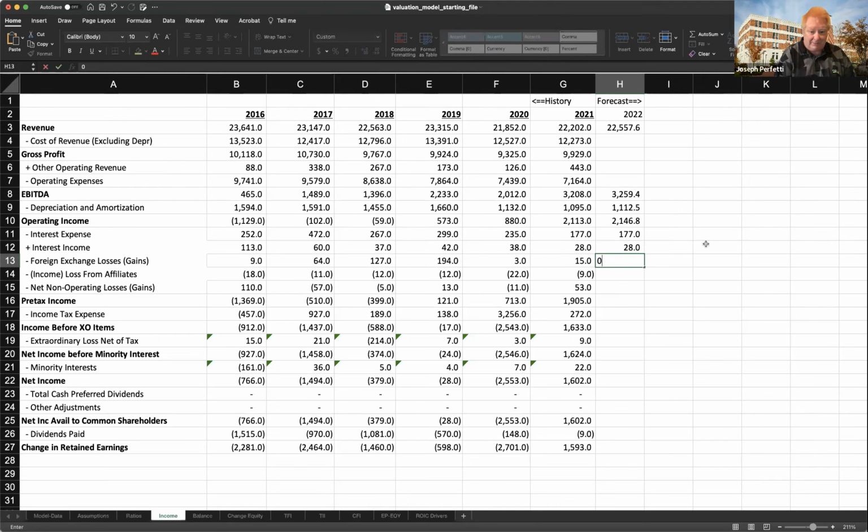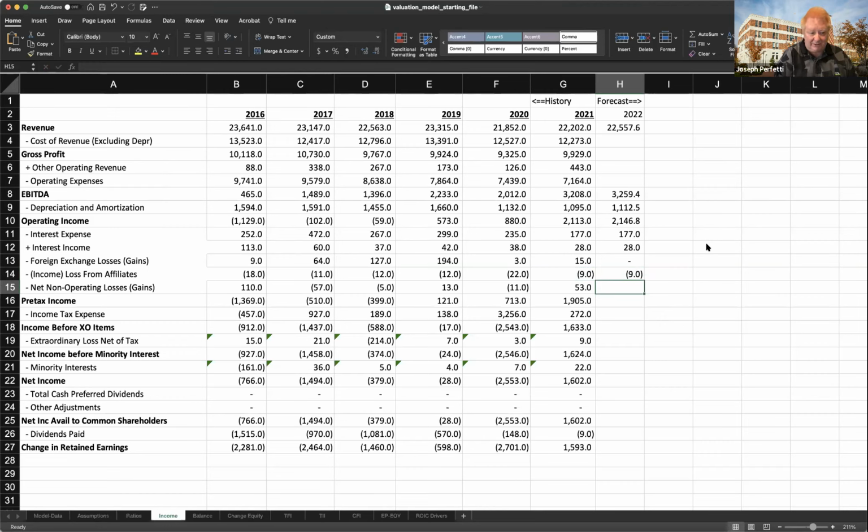And we're going to assume most companies will try and hedge. They'll try and keep it fairly neutral. And even so, we don't know what the impacts are going to be because we don't know which way the currencies are going to go. So therefore, 0. If again, you think you can come up with a forecast, you think it's material, you can always change it. Make it yellow and change it. But again, it won't affect our valuations. Income loss from affiliates equal the previous year. So H14 equals G14. Again, whatever income or loss they're having, we're going to leave that alone.